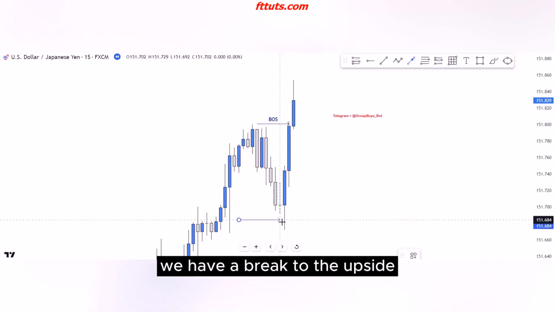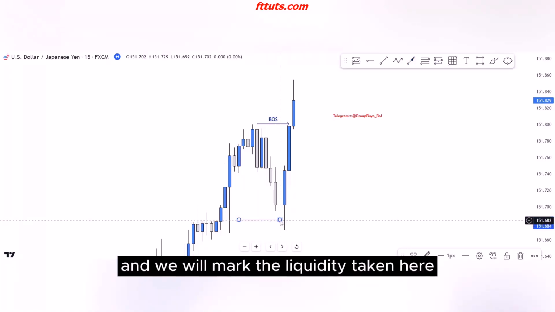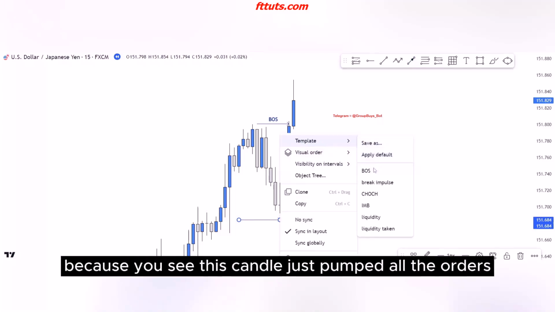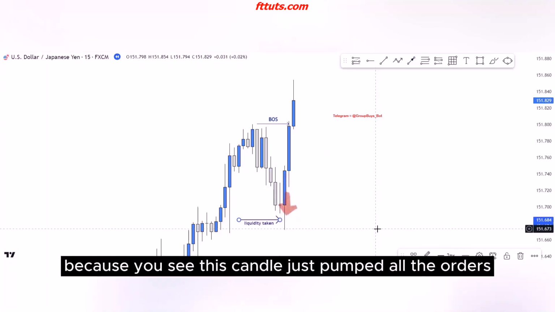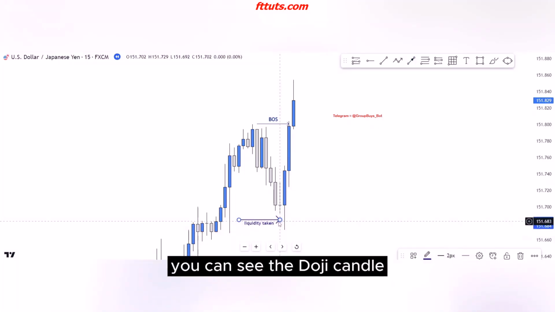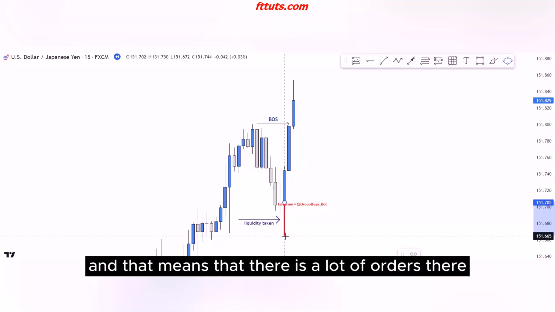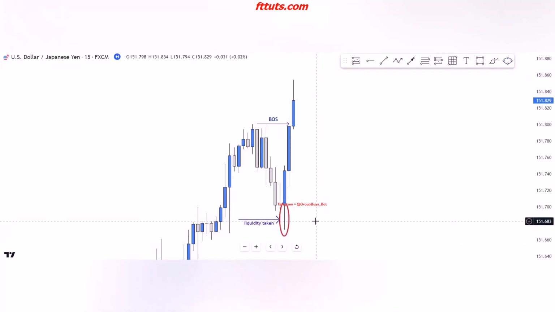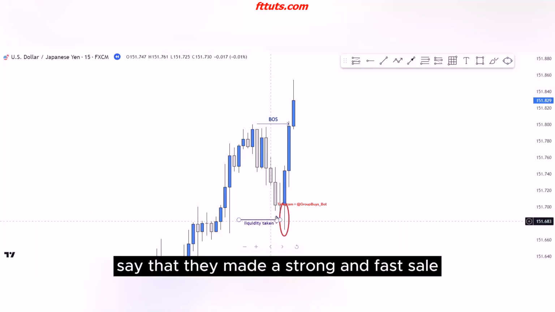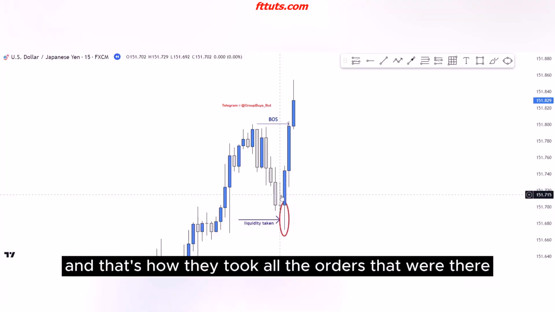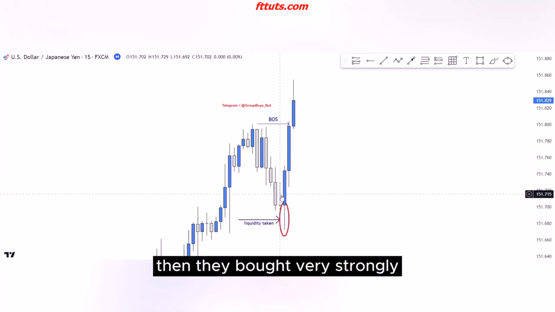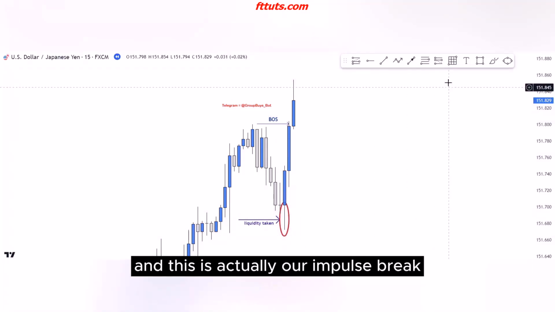So as you can see, we have a break to the upside, and we'll mark the liquidity taken here because you see this candle just pumped all the orders. You can see the doji candle. It shows the battle between the buyers and sellers, and that means that there are a lot of orders there. The liquidity taken says that they made a strong and fast sell, and that's how they took all the orders that were there. Then they bought very strongly, and this is actually our impulse break.